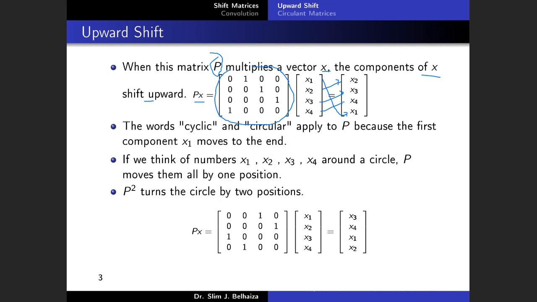If we think of the numbers X1, X2, X3 and X4 around the circle, P moves all of them one position. P squared, in fact, turns the circle by two positions. So this is P squared, guys. If you try to compute it, it's exactly the same P you got here, multiplied by P again. So this is P times Px. This should give you P squared, and you see here they moved by two positions upwards.